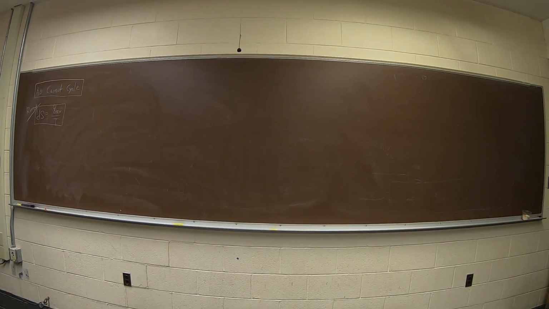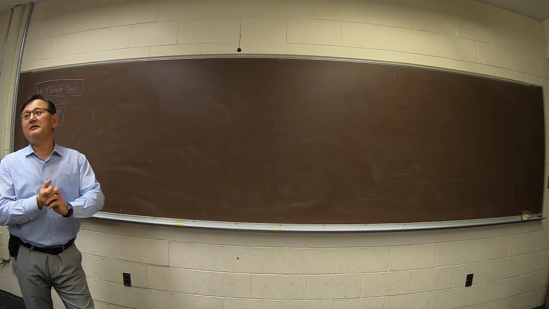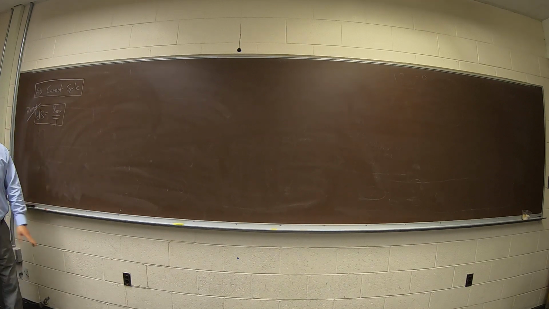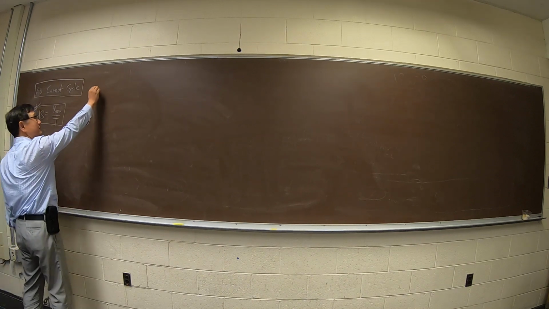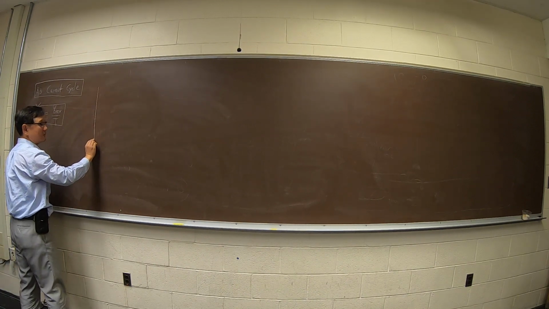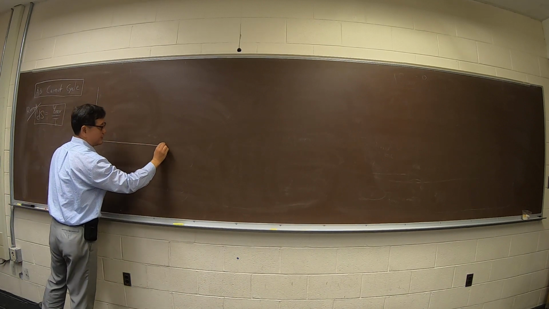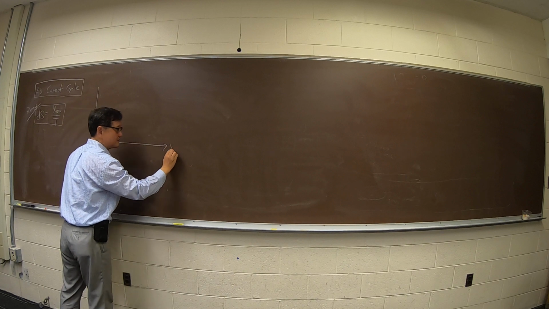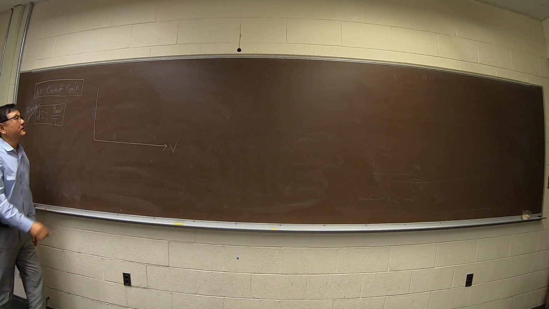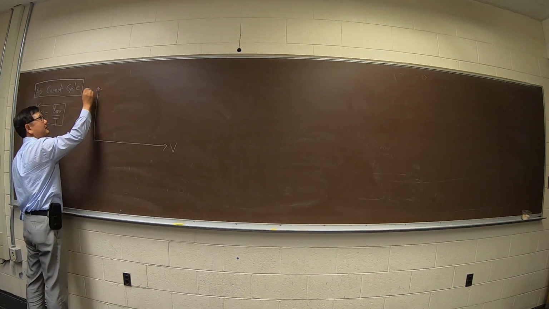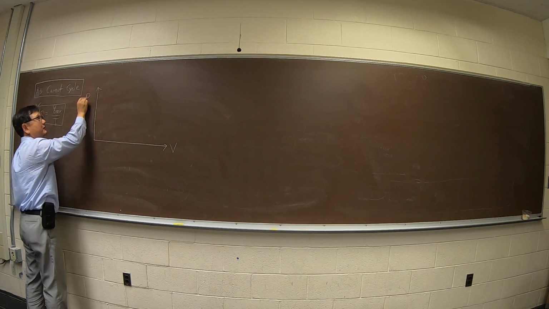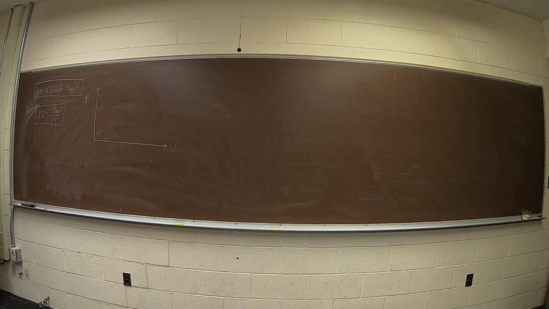Okay, let me talk about the Carnot cycle. The Carnot cycle is a cycle, right? And this is important for you to draw. So draw in your paper: your x-axis is volume, and your y-axis is pressure. That's my choice.